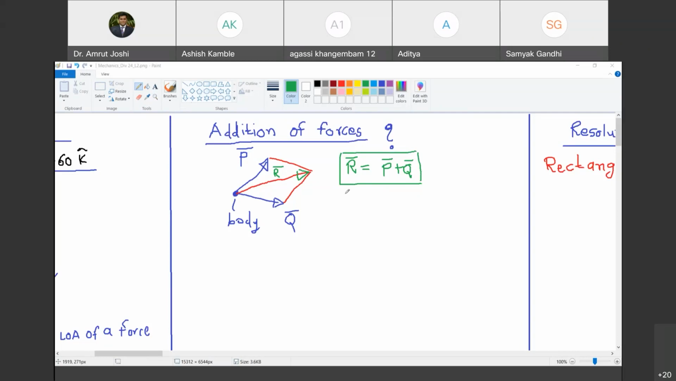No. So now I'm going to ask you a question. Why do you believe that this is the addition of two forces? Yes, Aditya. Why do you believe this?